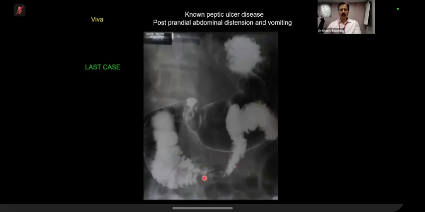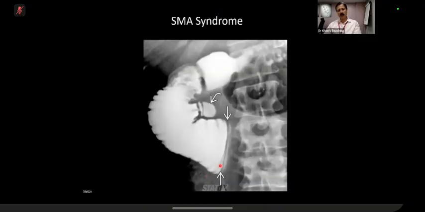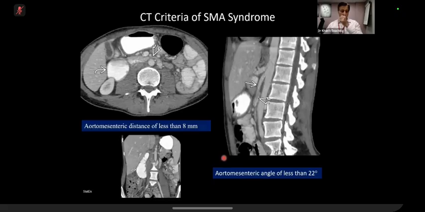On a single film, this is what you are going to get. A classical band-like structure here. This, by the way, is a diverticulum. You already know this. So this is known as SMA syndrome. SMA syndrome also can be very symptomatic. Please remember that. And CT has got some other criteria.